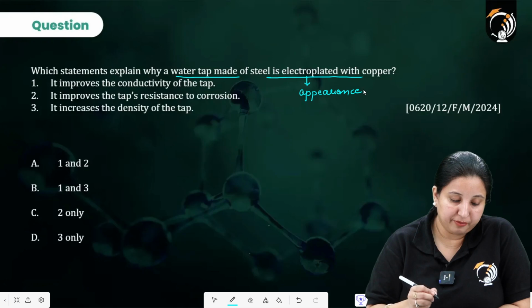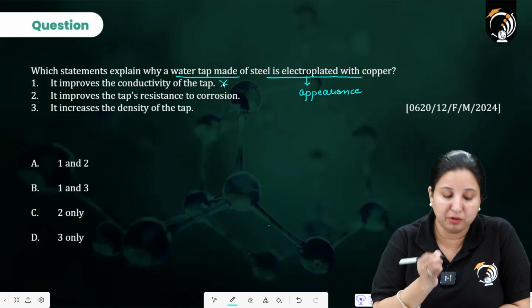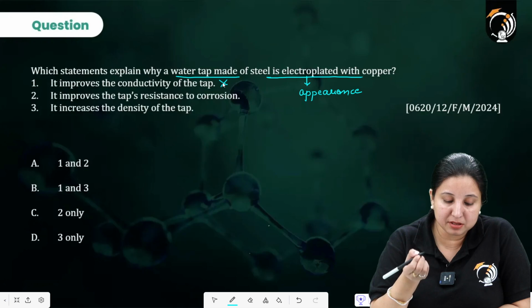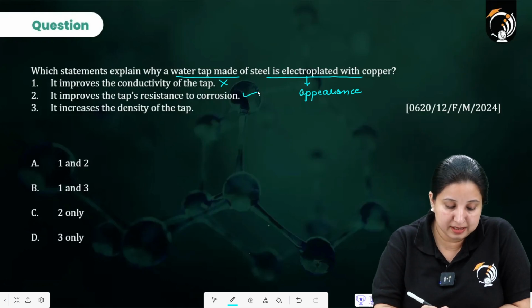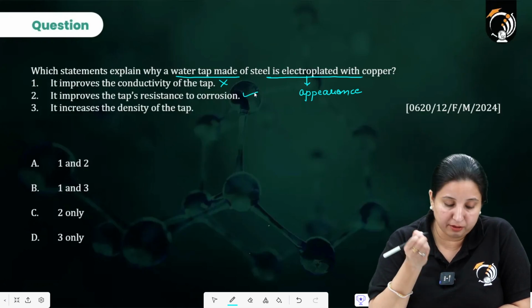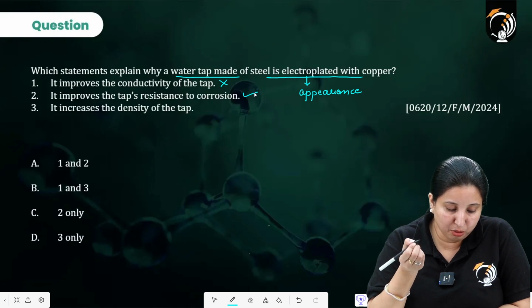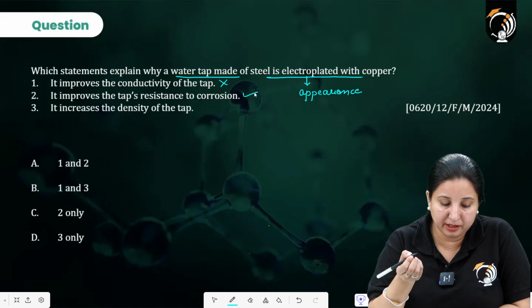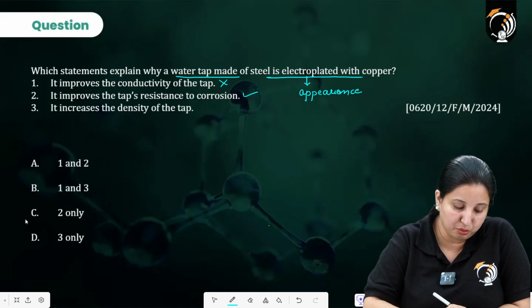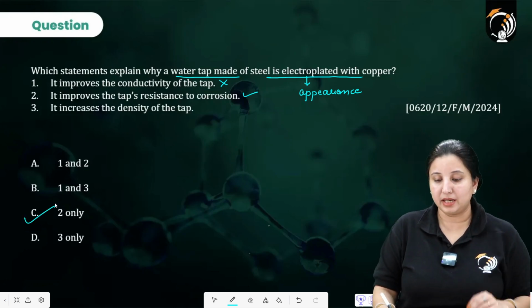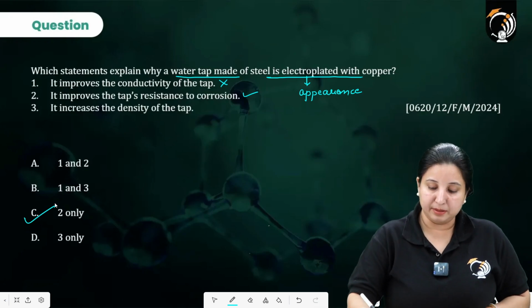The first motive says it improves the conductivity of the tap. We do not require any conductivity for the tap. It improves the tap's resistance to corrosion. So yes. And it increases the density of the tap. Over here we do not require to do anything with the density either. So only option C, that is only statement 2, is going to be our answer.